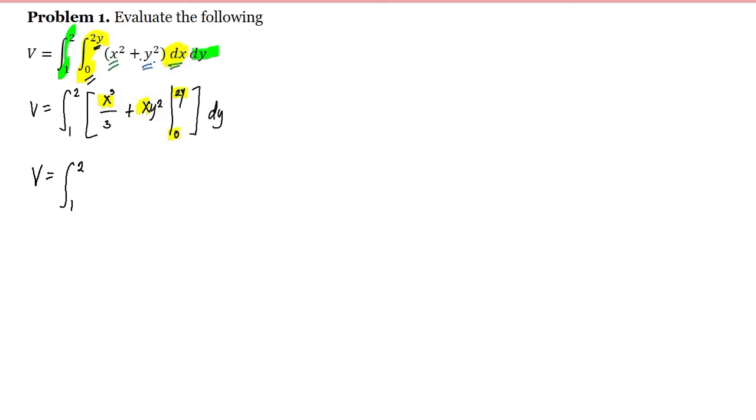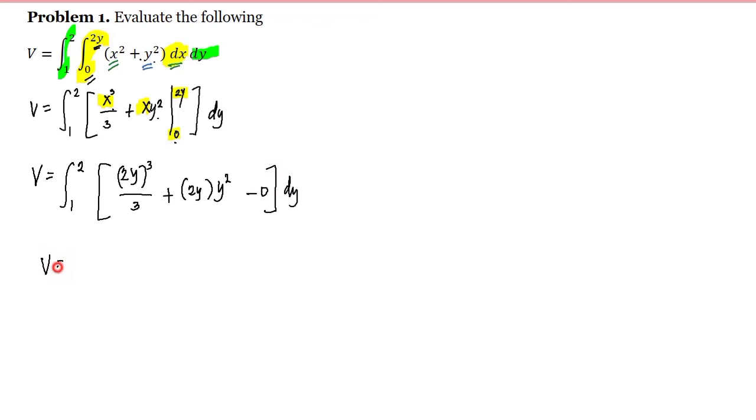So, we have here 2y cubed over 3 plus 2y multiplied by y squared. This is for the upper limit. And since our lower limit here is 0, so that would be 0 and that would be 0. So we have here minus 0. And we have here dy.